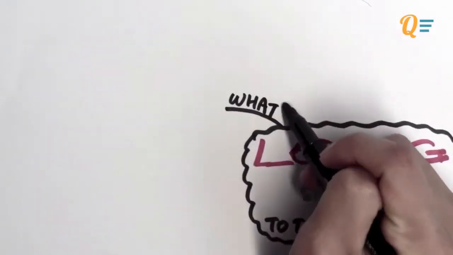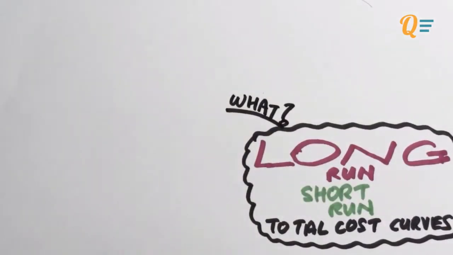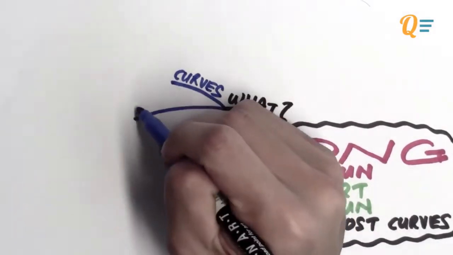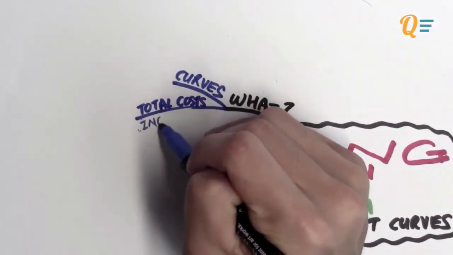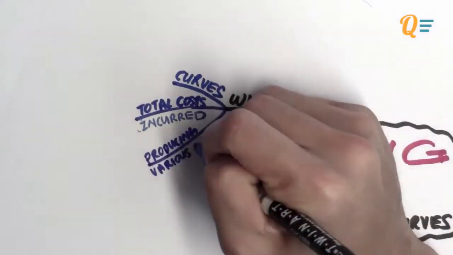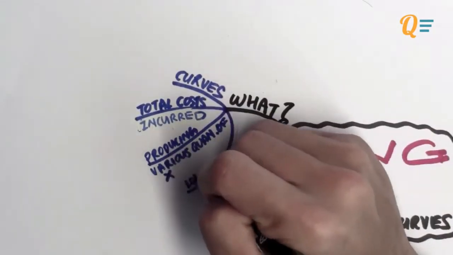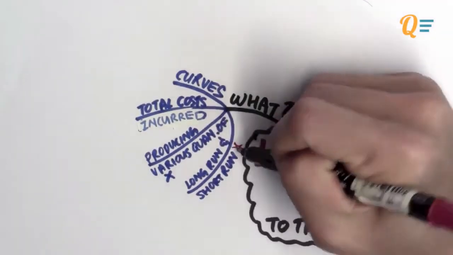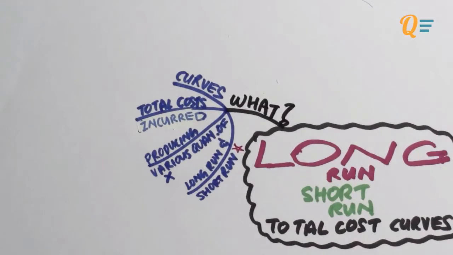So pay attention, okay? So, what are total cost curves? They're simply curves that display all the total costs that a firm or business can incur when they produce various quantities of X in the long run as well as in the short run. Now, there is bound to be some confusion between what is meant by the long run and the short run, so we're going to go through this in a little bit.